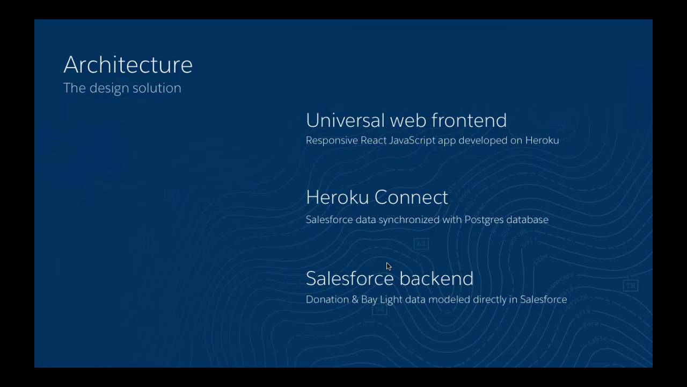So we wanted to keep the donation and Baylight data modeled directly in Salesforce. Basically, we wanted to extend the Salesforce data out into this app and not have the app duplicate it and make their information systems more complex. To tie this web front end together with the Salesforce back end, we use this fantastic technology called Heroku Connect, which is a Salesforce data synchronization system that bidirectionally moves data into a Postgres database running at Heroku, so that you can build applications on Heroku that use Salesforce data directly through a Postgres database. So you don't have to do Salesforce API calls.